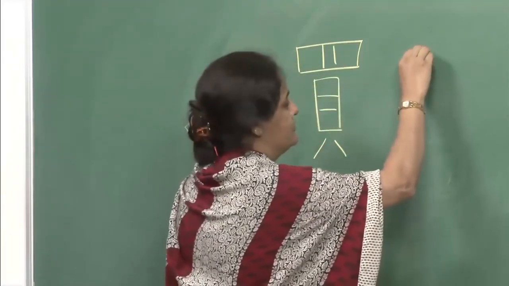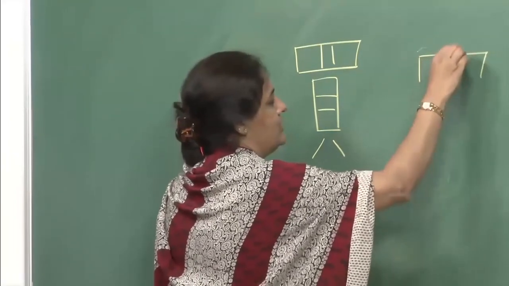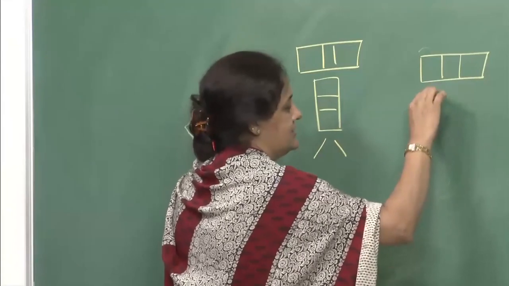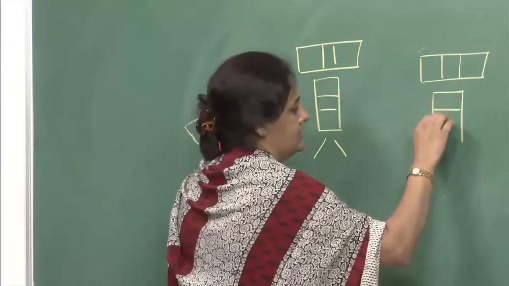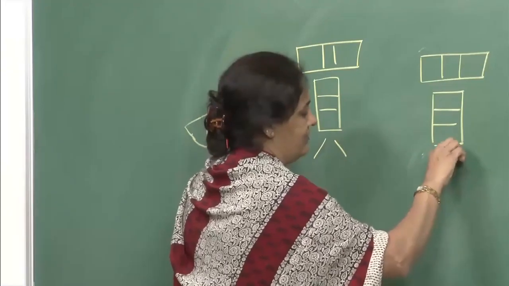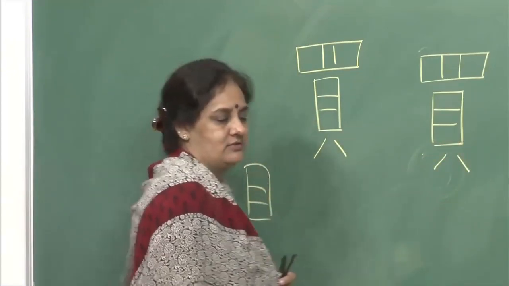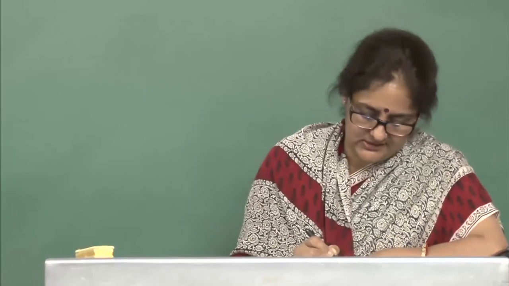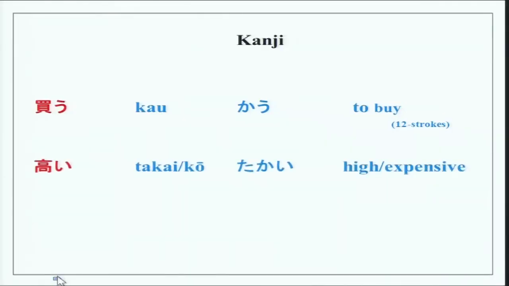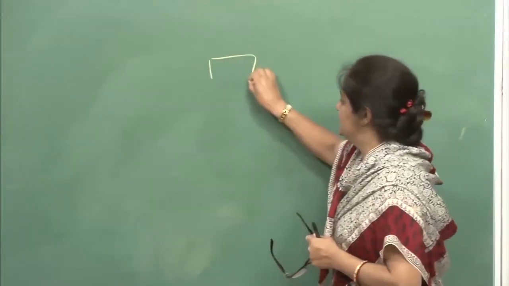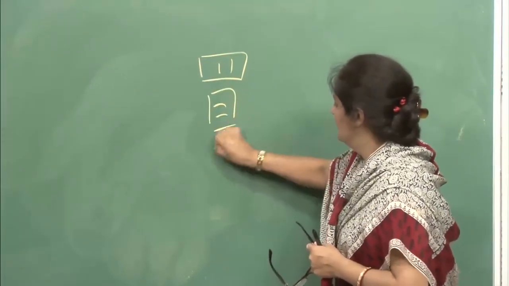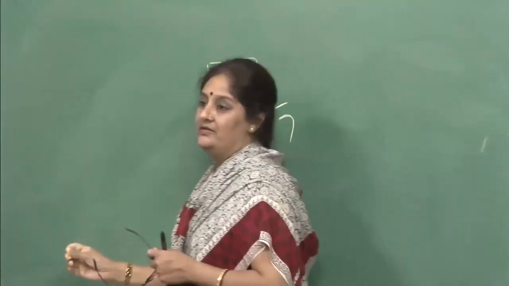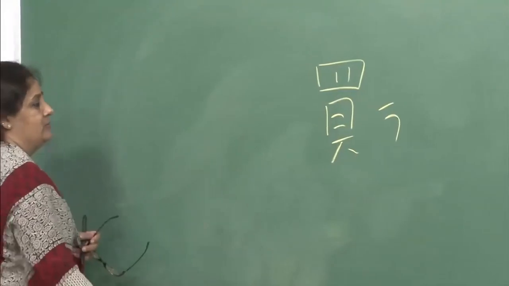So, let us see how many strokes to it, 1, 2, 3, 4, 5, 6, 7, 8, 9, 10, and then we have 11 and 12. So, we have 12 strokes to this character, which is kau. Let us see what is the next one. It is takai or ko. Well, there are more readings to this character kau, but we will only do one reading over here for the time being, to buy, which is kau.